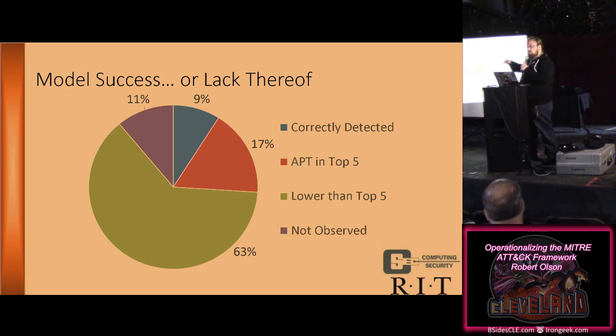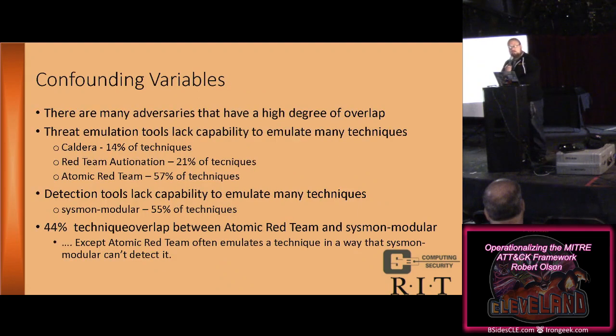We had the adversaries detected, but not ranked highly 63% of the time, and 11% of the time the adversaries that we were emulating were not detected at all. They weren't even in the list of possible adversaries that were in the environment. So total failure, total obliviousness, 11% of the time.